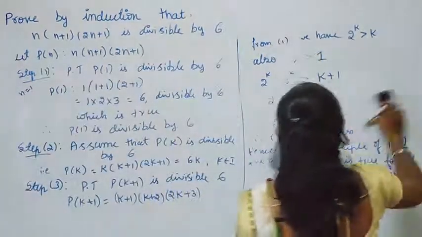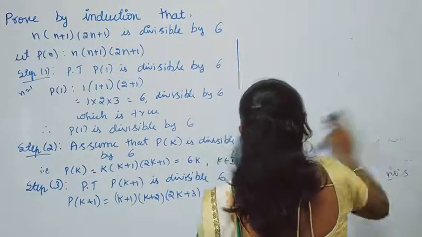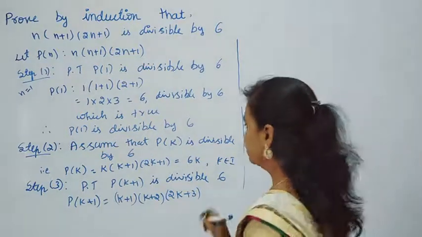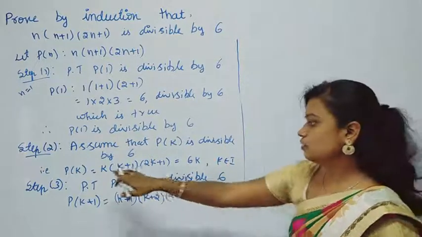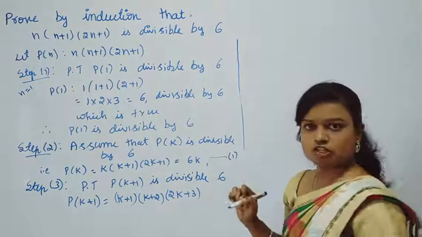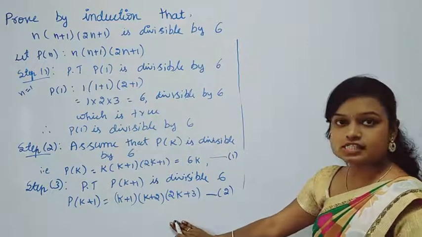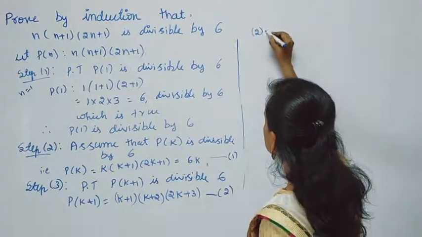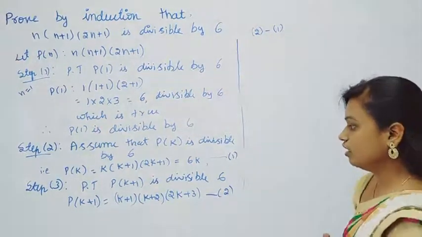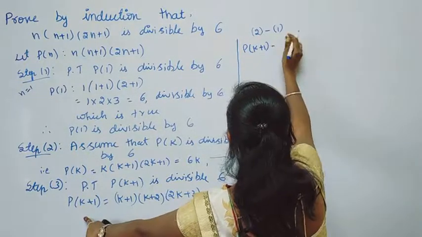Okay. So how to prove this? So to prove this step 3, consider the step 2, p of k, as equation 1. Consider this as equation 1 and consider p of k plus 1 as equation 2. So to prove this condition, equation 2 minus equation 1. So we have to subtract equation 1 from equation 2. So in LHS we have p of k plus 1 minus p of k.